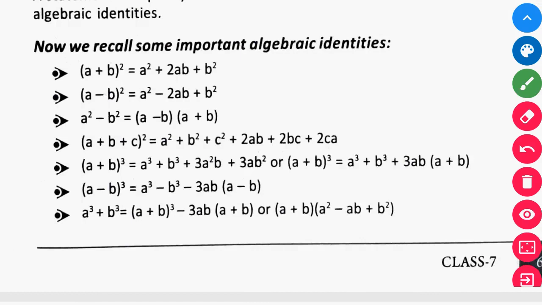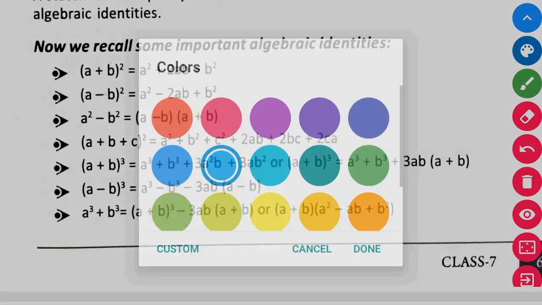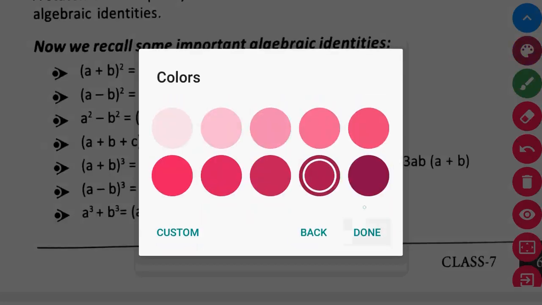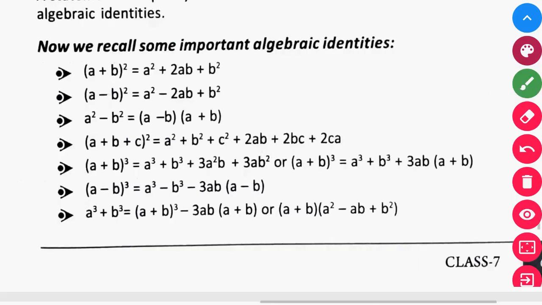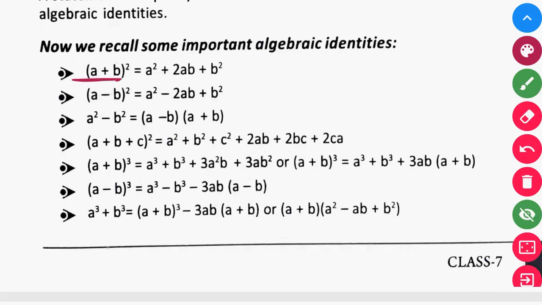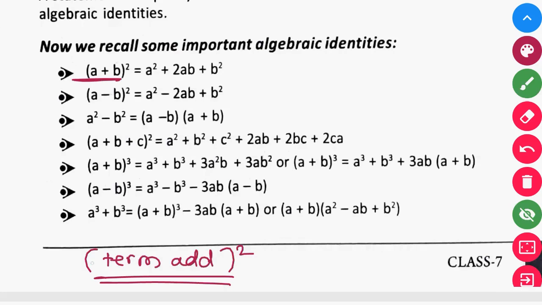Okay, so which are those equations which are to be kept in mind always? If (a plus b) square is there, it means two terms are in addition and we have to find their square. The simplest form of it is a square plus 2ab plus b square. If they are in subtraction, then it is equal to a square minus 2ab plus b square.